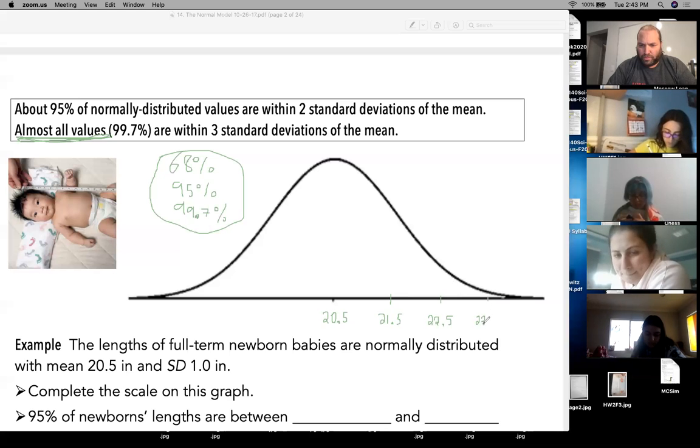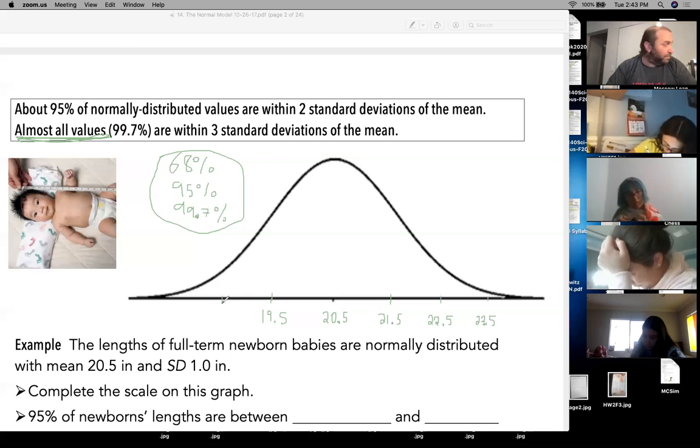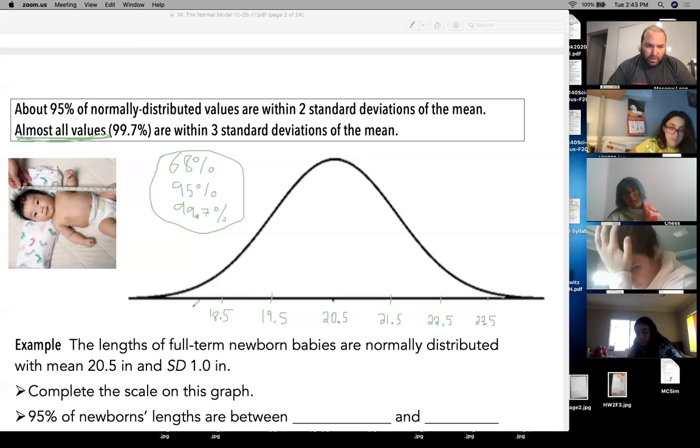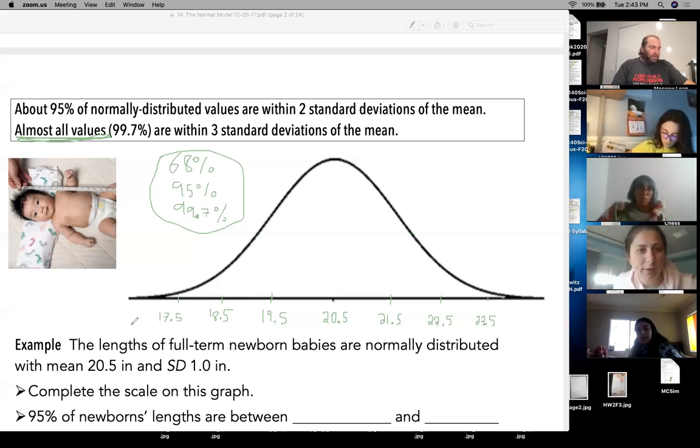23.5. If I go back to the mean and I go 1 deviation to the left, what's that going to be? 19.5. And if I go one more to the left, what's that going to be? 18.5. And one more to the left? 17.5. So almost all babies that are born full term are between what two heights? 17.5 and 22.5. Excellent.